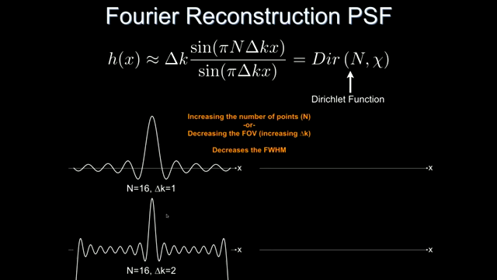So in a plot of the Dirichlet function, if we characterize this by the full width half max, the full width half max of this thing is narrower. So this is a higher resolution imaging system now. Only because I changed the field of view, right? So we look at other examples.